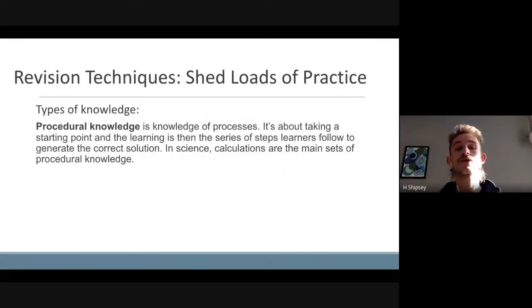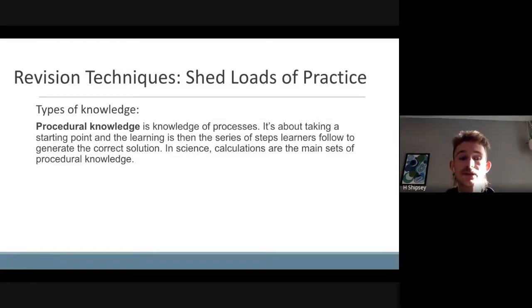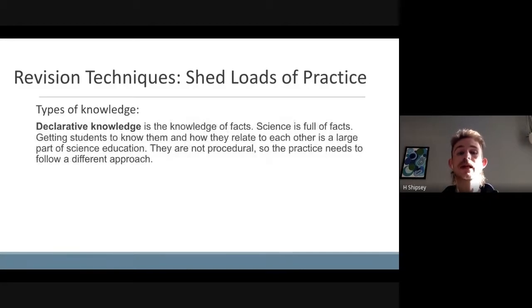So procedural knowledge is the knowledge of processes. It's starting somewhere and learning and following a series of steps to generate the correct solution afterwards. The main examples of this are science and calculations that we find in maths as well. The other type of knowledge that we're going to look at today is declarative knowledge, which is the knowledge of facts. This also applies to science, but it's commonly seen in geography and history as well.